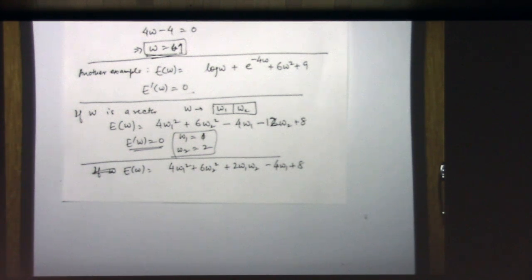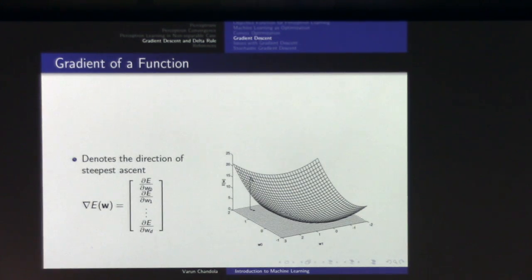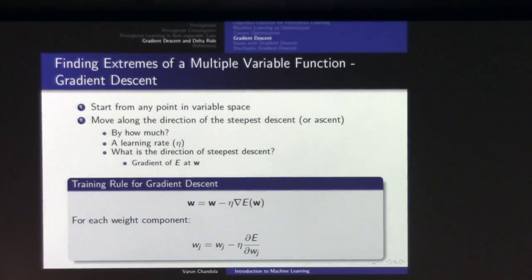All right. So let's see. Okay. The gradient descent algorithm is a general algorithm which is fairly straightforward. It looks like this. What you do is you start with some value of W, start from any point in your variable space, right? And then you move along the direction of the steepest descent, and this is if you are trying to reach the minima. If you're trying to reach the maxima, then you move along the steepest ascent, right?